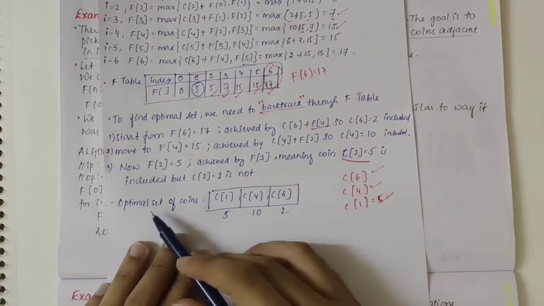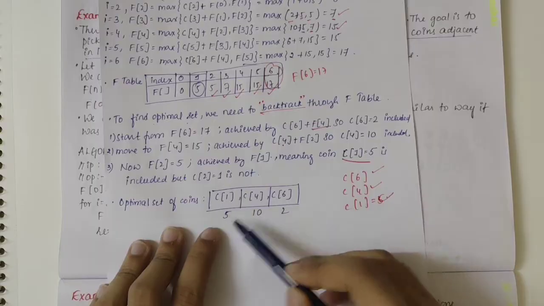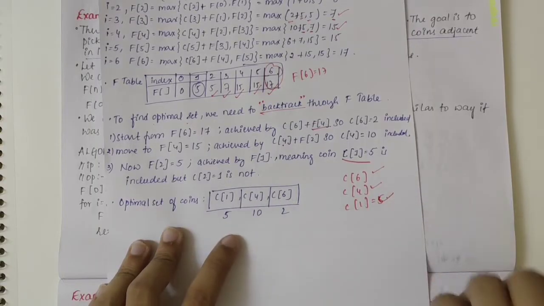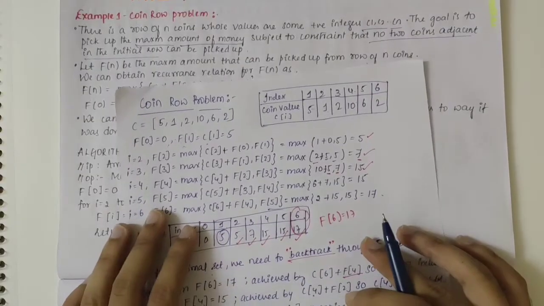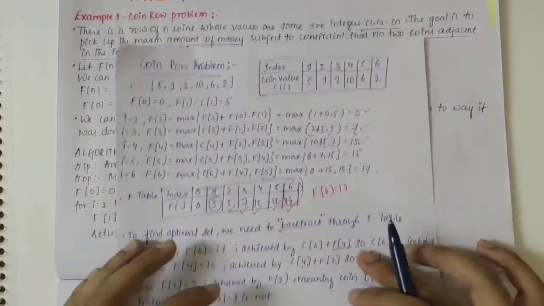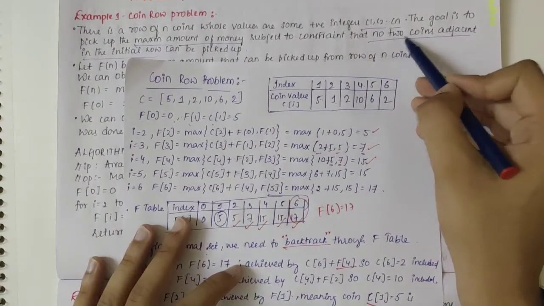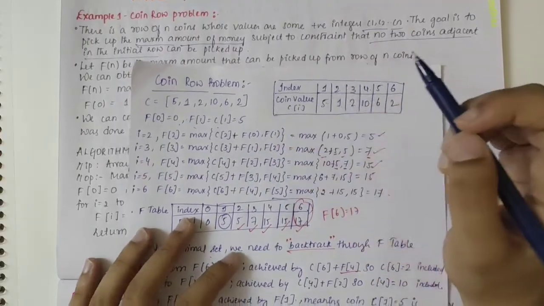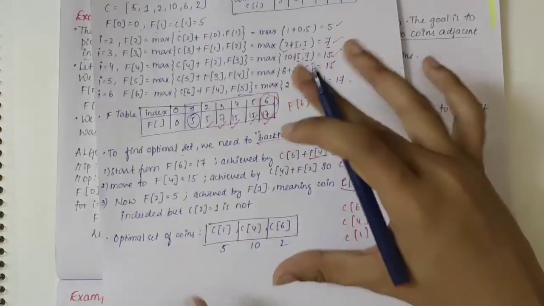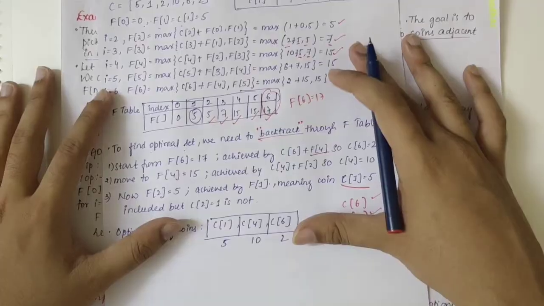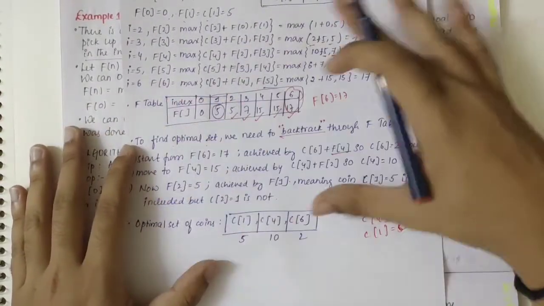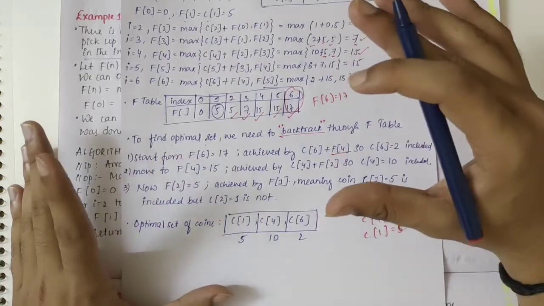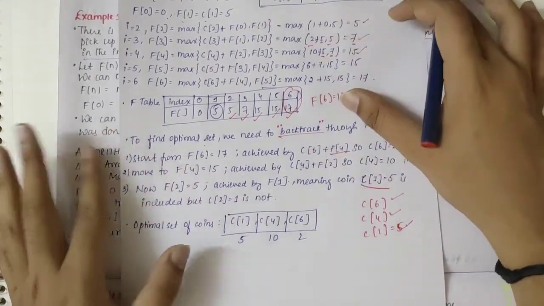So I have written the optimal set of coins here. C of 1, C of 4 and C of 6 would be included. By considering these coins only, we can get the maximum amount, and we are also obeying the condition that no two adjacent coins in the initial row can be picked. So this was about the coin row problem. I would suggest you go through the algorithm and understand this particular example. Again, it is very easy.